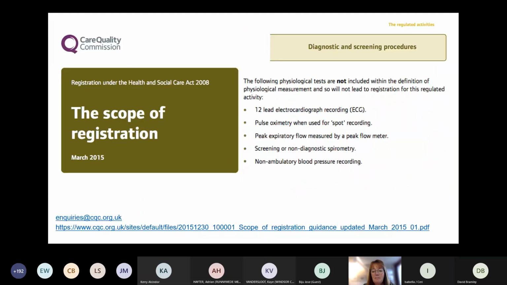Next slide, please. David mentioned the CQC because we've actually had lots and lots of questions regarding the CQC, and I've just included this slide so you can actually look at the document, the scope of registration. I think it's page 41 I took the quote from, basically saying that the physiological tests not included within registration include pulse oximetry. So I hope that's reassuring for people. If you've got any more questions, we've put the inquiries at the CQC link on the bottom of the slide, but hopefully that will provide reassurance to you.